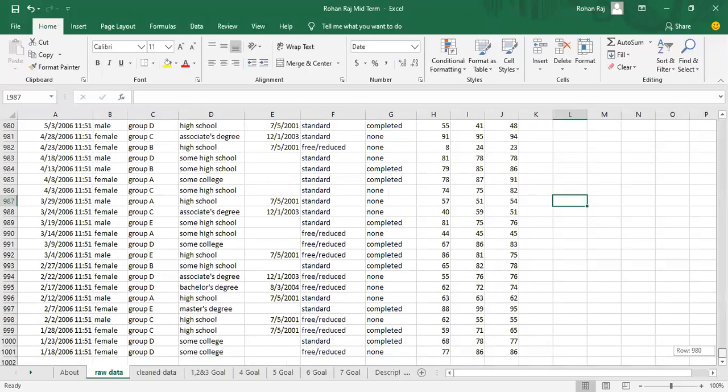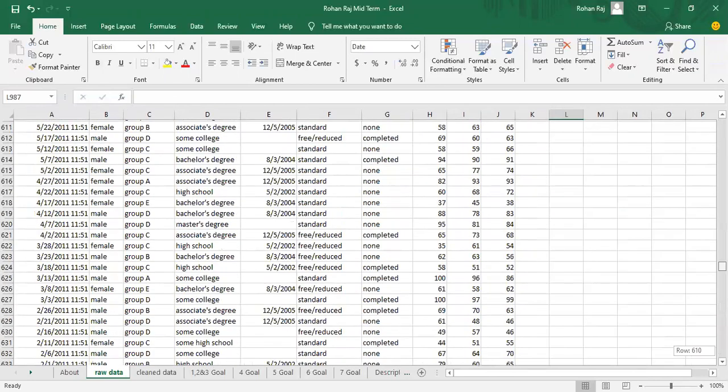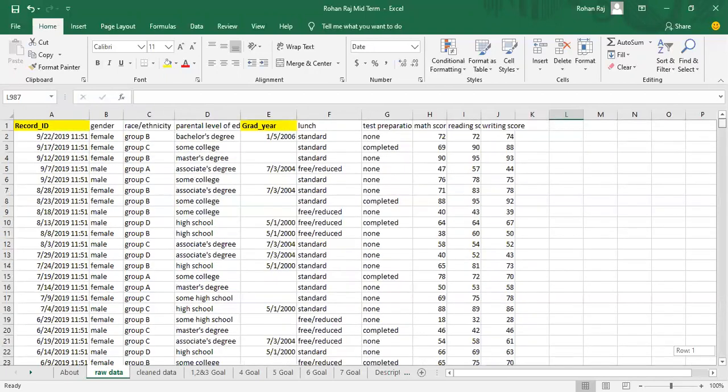Well, you can see the 1,000 students' evaluations for the admission into the University of North Texas for their master's degree. And you can find the record ID, which is the enrollment ID for their admission, and the gender would be male and female, and the race and ethnicity would be group A, B, C, D, E. And this would be the parental level of education, where you can see bachelor's degree, some degree, master's degree, associate degree, and high school.